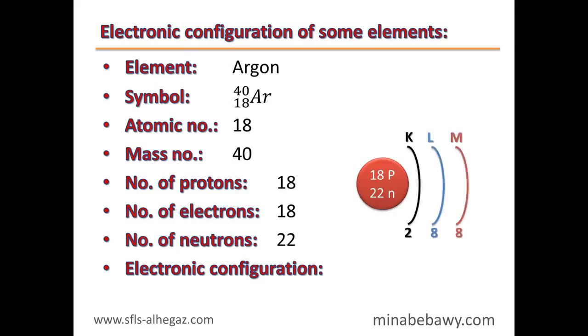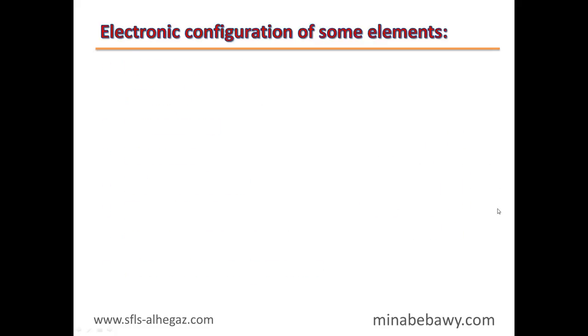The electronic configuration for argon: its nucleus contains 18 protons and 22 neutrons. The argon atom contains 18 electrons which are distributed in 3 energy levels. The first energy level K takes 2, L contains 8, and M contains 8 electrons. So the electronic configuration for argon is K2, L8, and M8.